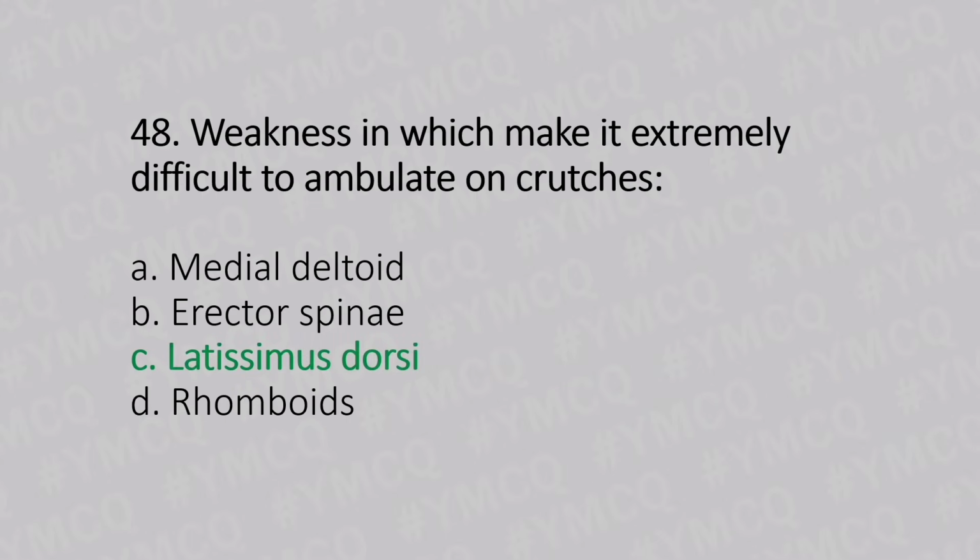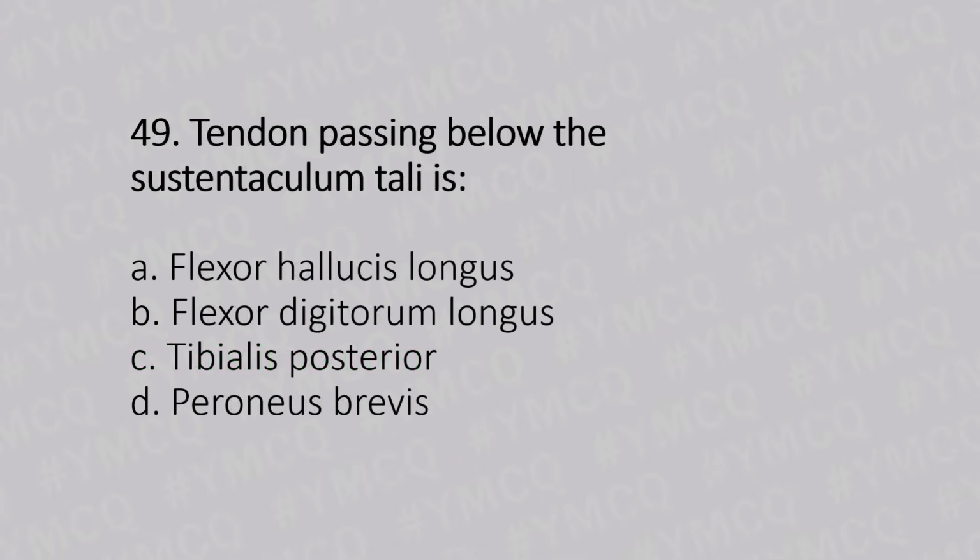Moving to our 49th question. Tendon passing below the sustentaculum tali is option A, flexor hallucis longus. Option B, flexor digitorum longus. Option C, tibialis posterior. Option D, peroneus brevis. And the answer is option A, flexor hallucis longus.